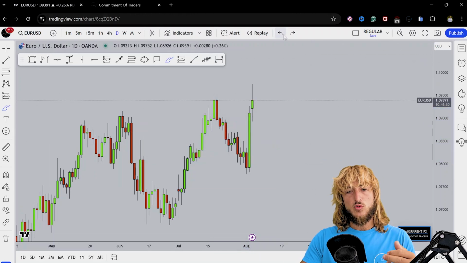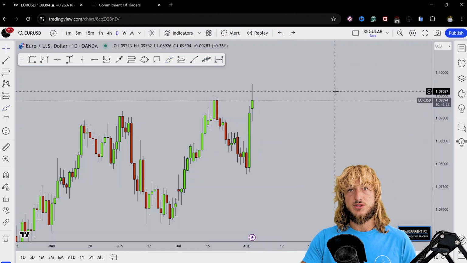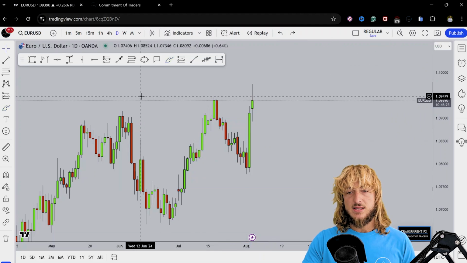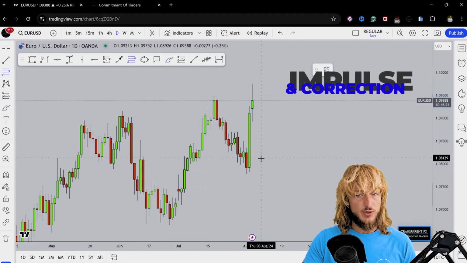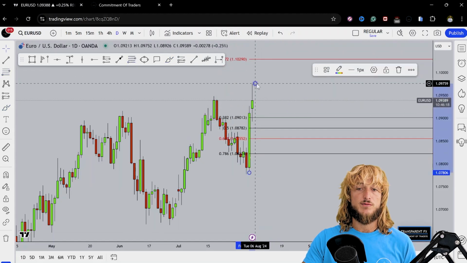But at the moment, what do we have? What kind of new structure has this market created? Well, from a daily standpoint, it is clear how we just had a massive impulse to the upside. After an impulse, the market usually follows with a correction.